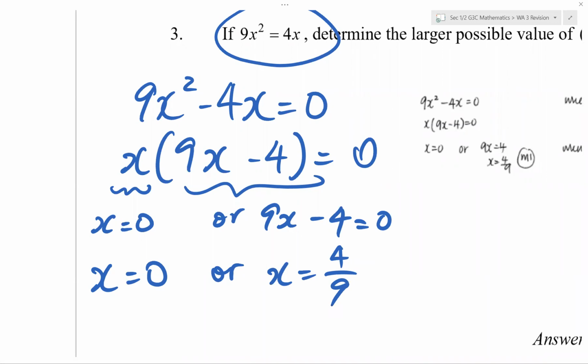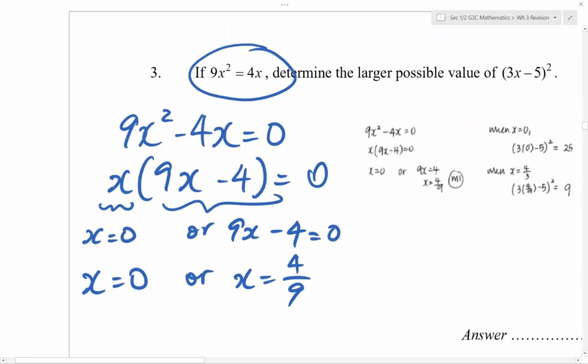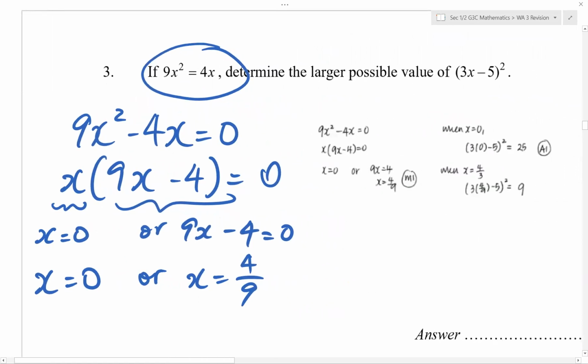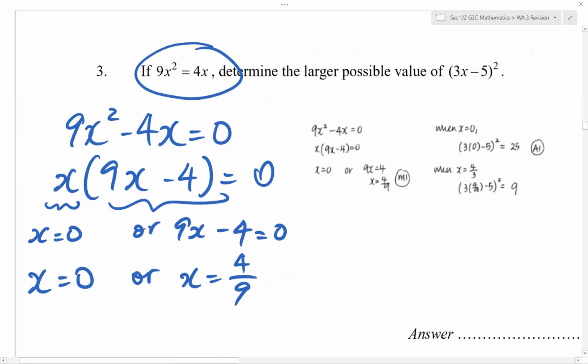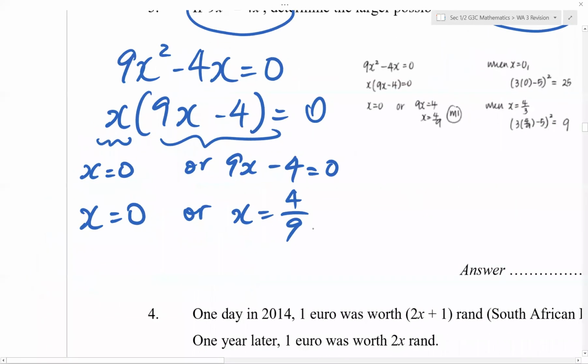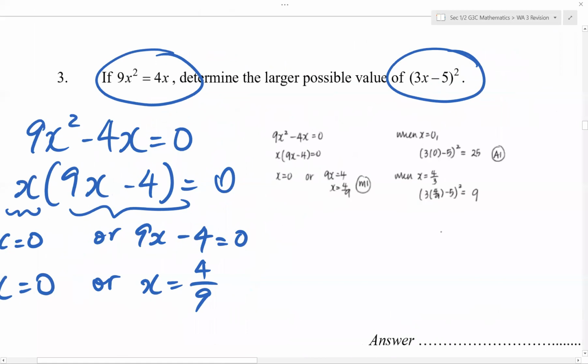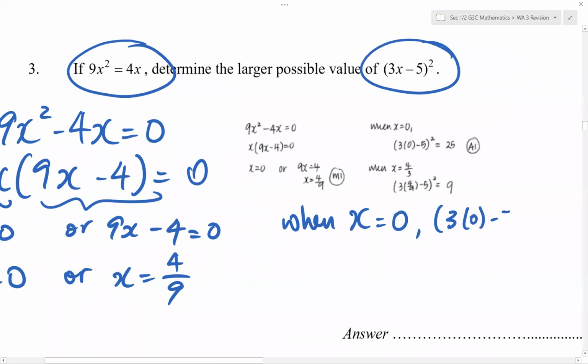Wait, is there something wrong? So we have two possible answers for x, 0 and 4 over 9. Now we want to find out the possible values of 3x minus 5 when you square it, given these two answers. So we try first. When x is equal to 0, 3 times 0 minus 5, squared, gives me 25.